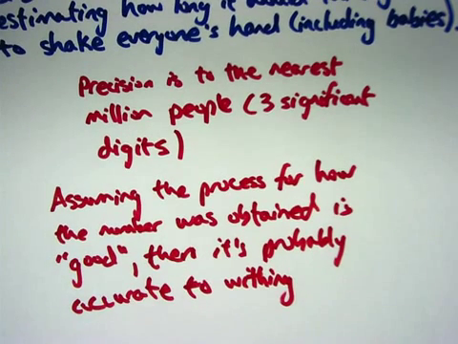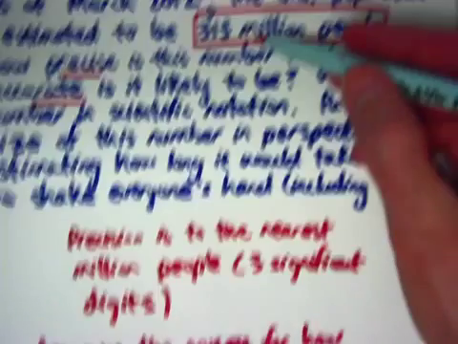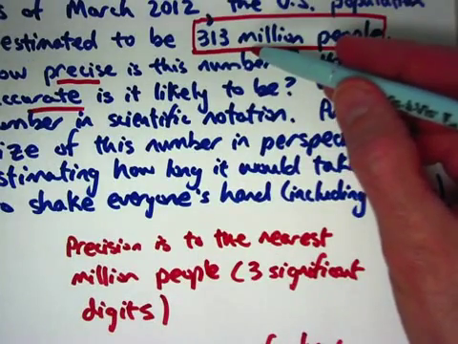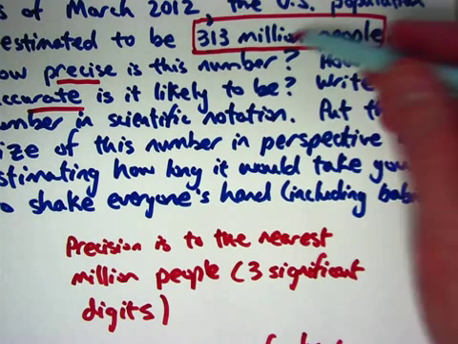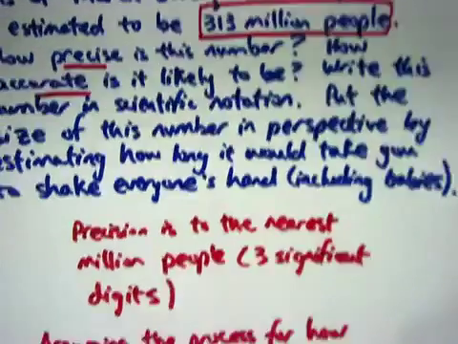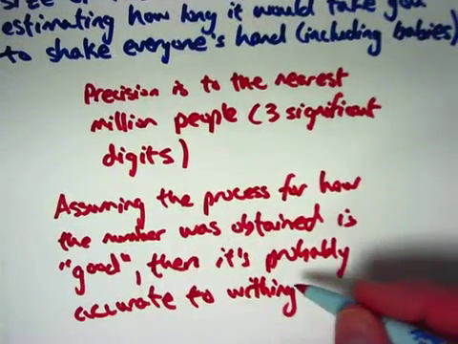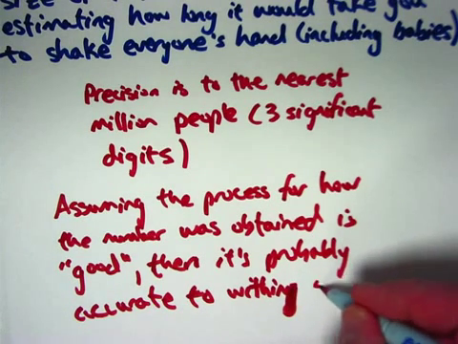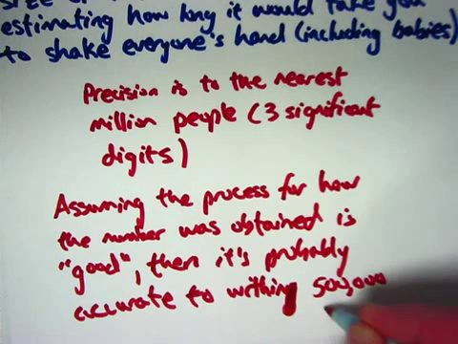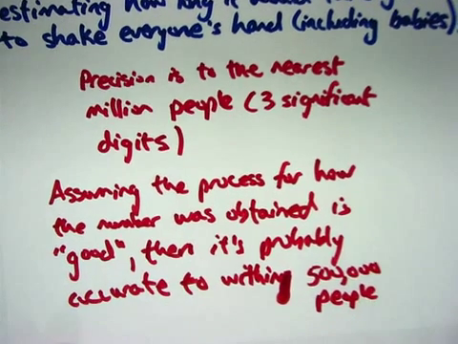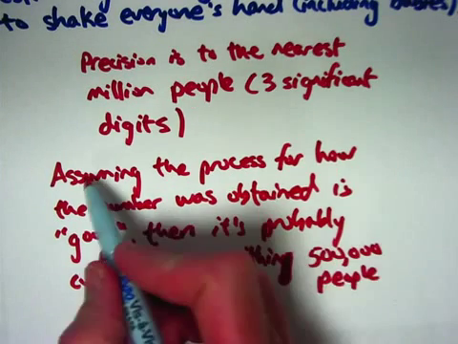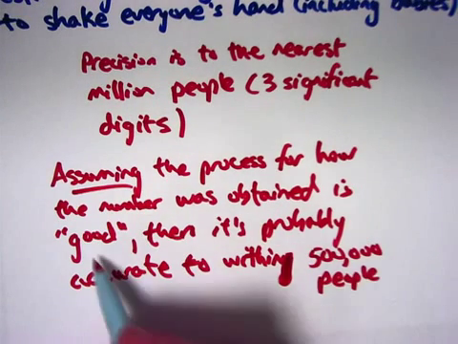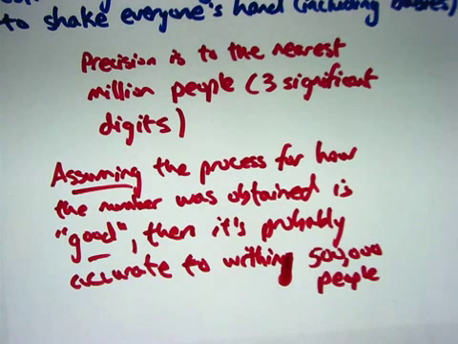if it's precise to the nearest million people, we'd say it was 314 million if it was closer to 314 million, or 312 million if it was closer to 312. So it's probably accurate to the nearest 500,000 people, because we're rounding to 313 million. So it's probably accurate to within 500,000 people. I'm making an assumption there, assuming the process was good. I'm not going to go into what that means.